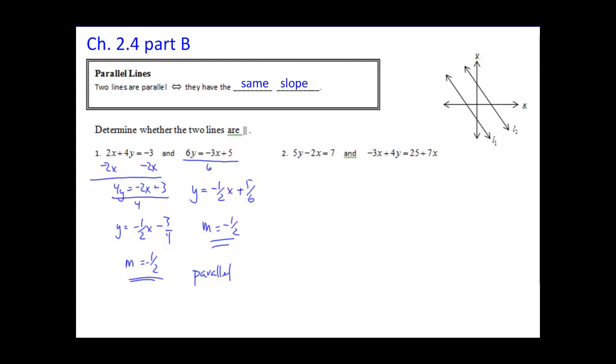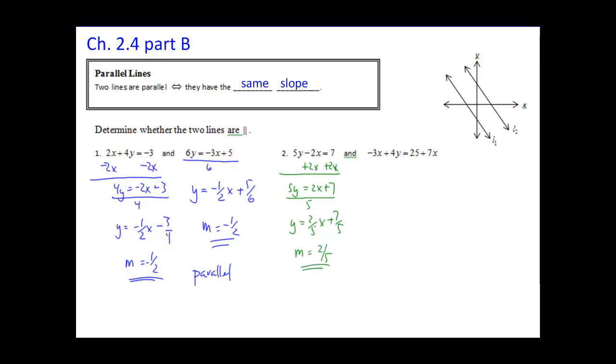If we try number 2, let's move the 2x over. That's an x, not a y. So 5y equals 2x plus 7. If you divide by 5, we get y equals 2/5 x plus 7/5. So we're just going to write down that the slope is 2/5.